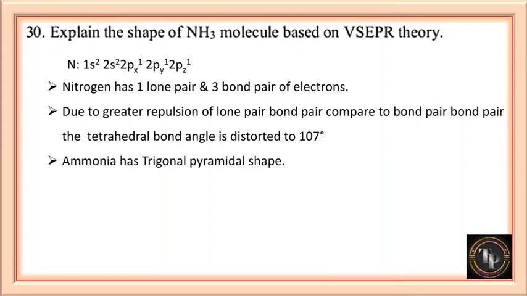Ammonia has a trigonal pyramidal shape. It is drawn like this, as shown below. See guys, trigonal pyramidal, and the bond angle should be 107 instead of 109. This is because a bond pair and a lone pair are present on the nitrogen. Repulsion is there between the lone pair and bond pair.